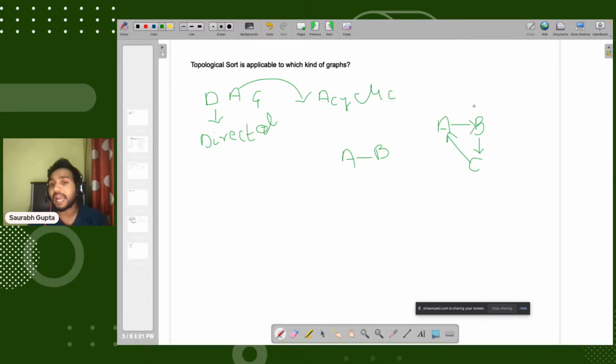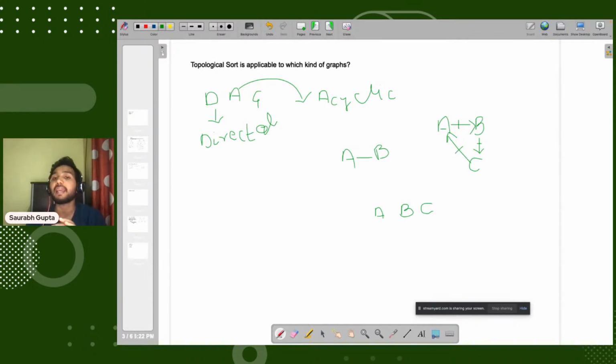Now if we try to write down the topological sort for this graph, we won't be able to write it. Why? Let's try it. There is a directed edge from A to B, so A should always come before B. So I will write A, B, where A is coming before B. Now from B to C, there is a directed edge. So according to the topological sort definition, B should come before C. So I will write A, B, C. Okay, that is fine.